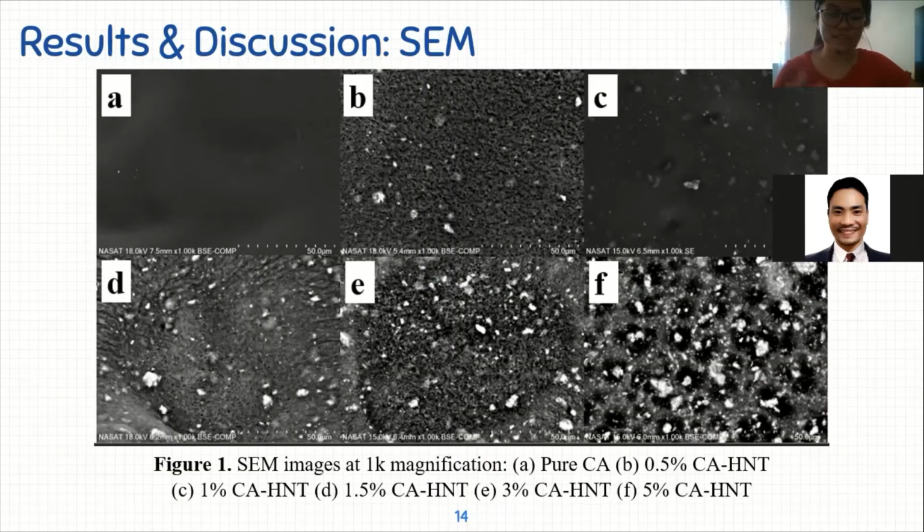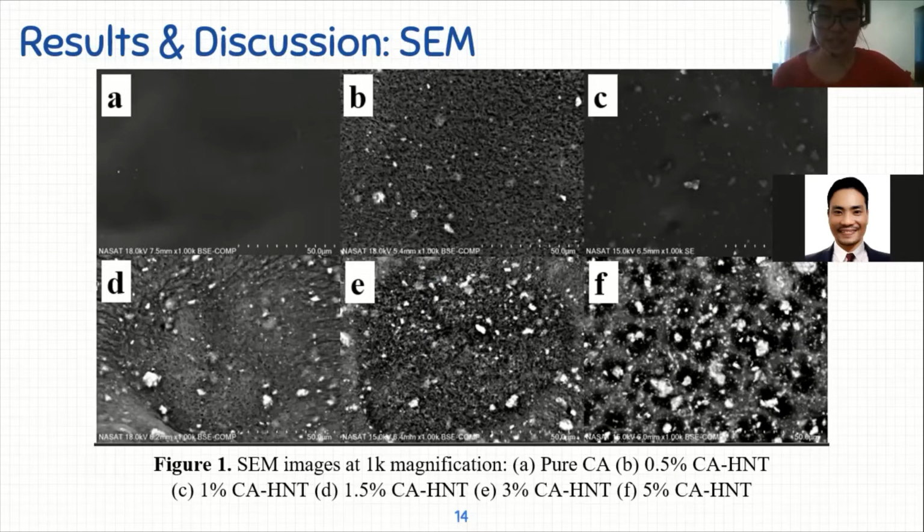So for this magnification, pure CA presents to be the smoothest of all the membranes, while adding 5.5% HNT actually led to a rougher membrane. You can see quite a bit of texture. Adding 1% HNT actually led to a smoother membrane compared to figure B. So figure C here is smoother than figure B, but figure C is still rougher than figure A in terms of how it looks at this magnification and with the texture present on the surface of the membrane.